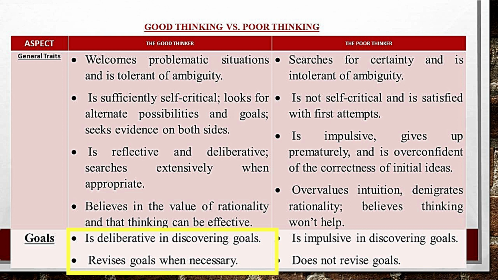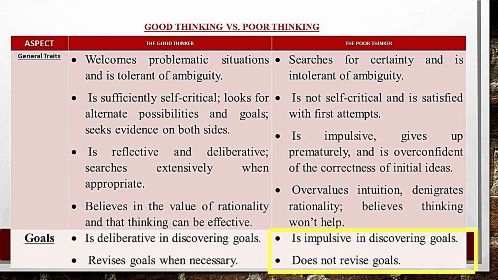Number 2, devise goals when necessary. The opposite of that: a poor thinker also has goals, but a poor thinker is impulsive in discovering or choosing goals, and doesn't revise goals.